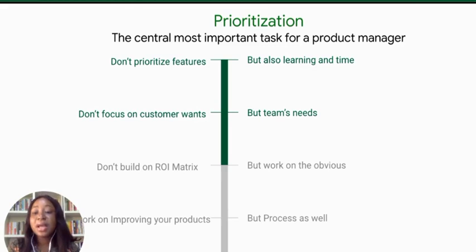So I'm not saying don't focus on customer wants, but consider the team's needs also. What this means is that, for example, during the requirements elicitation stage, it is usually good for you as a product manager to go through the elicitation phase with your developer and your designer on seat, because that would help to know if the features your customer wants in their product are actually feasible or not, right?